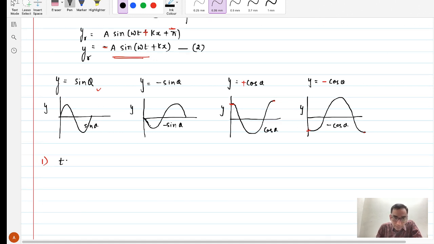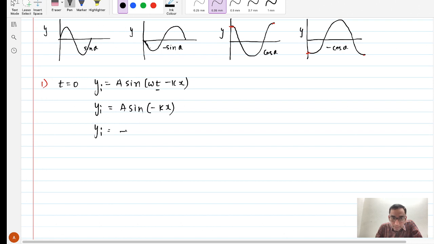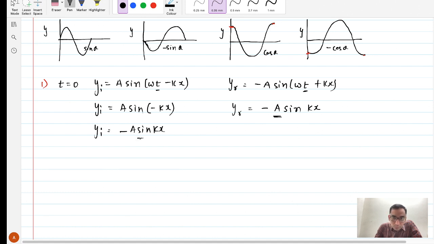at time t equal to 0. At t equal to 0, the incident wave is a sin(omega t minus kx), which reduces to a sin(minus kx). So the incident wave is equal to minus a sin kx, because sin of minus theta is equal to minus sin theta. In the same way, the reflected wave equation was minus a sin(omega t plus kx). Substituting time 0, the reflected wave equation becomes minus a sin kx.